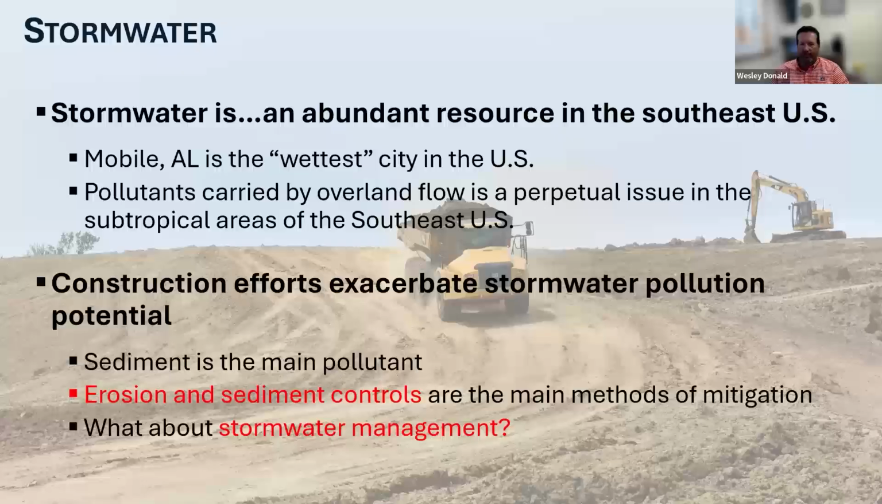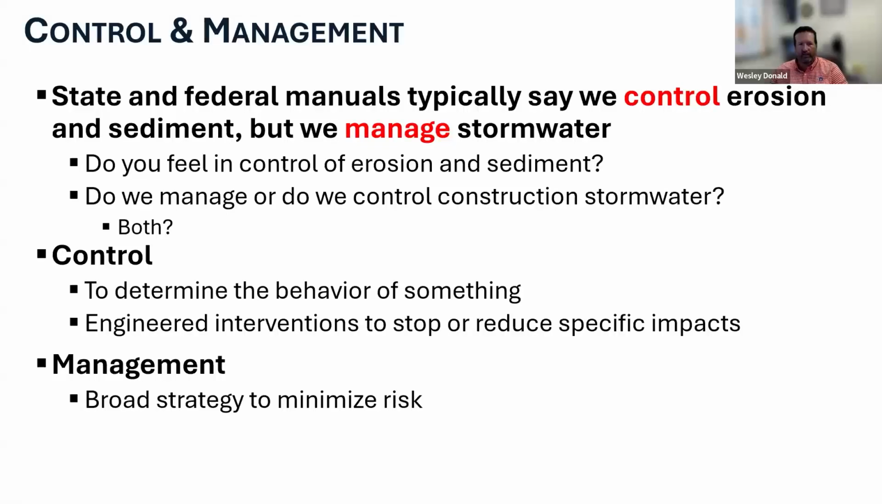Stormwater, and I kind of paused here when I was thinking about this, because when I think about stormwater, it's a problem. And I didn't really want to say stormwater is a problem, stormwater is an issue. It's an abundant resource we have in the U.S. Mobile, Alabama is the wettest city in the U.S. Pollutants are carried, overland flow, and it becomes a perpetual issue, especially in our subtropical areas. So when it comes to construction, we know construction efforts exacerbate our stormwater pollution. With sediment being that main pollutant, we try to control it with erosion and sediment. We try to manage stormwater on our project, but how far or how well are we actually managing stormwater, and how well are we controlling erosion and sediment?